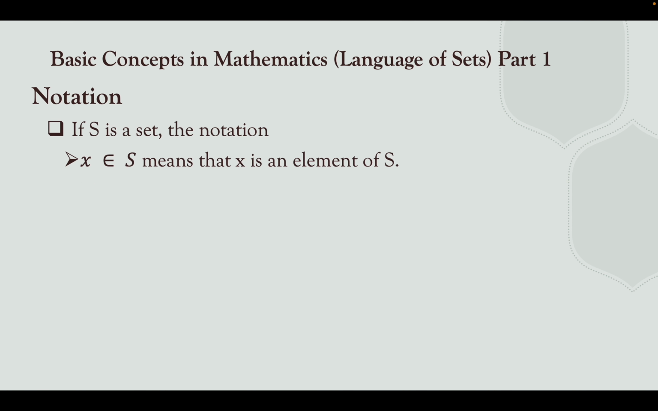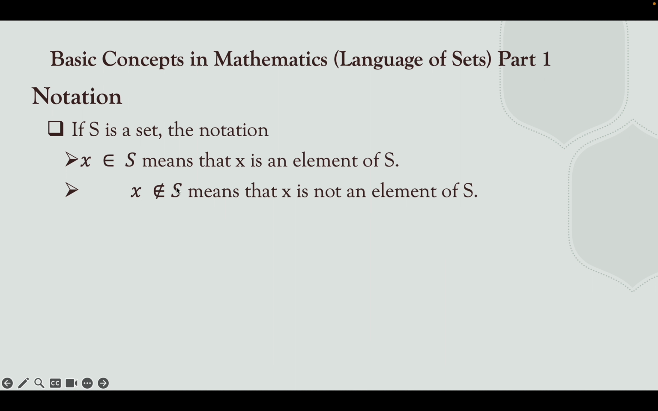In writing the notation of a given set, if S is a set, the notation x ∈ S means that x is an element of S. And if you read x ∉ S, it means x is not an element of S. You need to remember that symbol, this is the symbol for element. And if you write the notation, again, the set must be a capital letter.